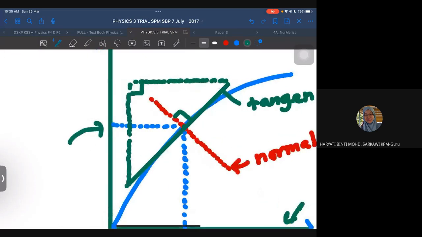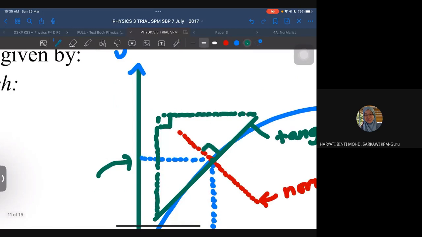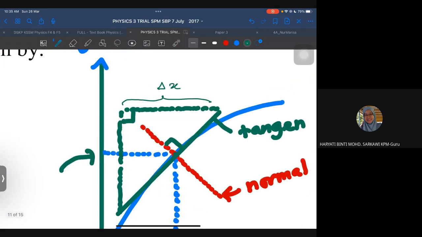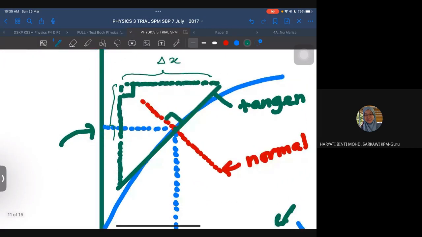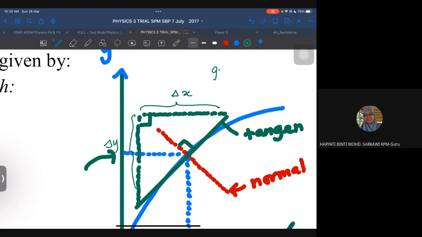Then this will be changes in x-axis, and here is the changes in y-axis. So you want to calculate the gradient, same method, which means changes in y-axis over changes in x-axis. Like that.